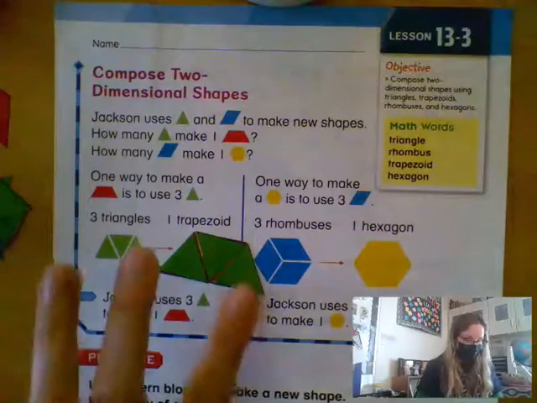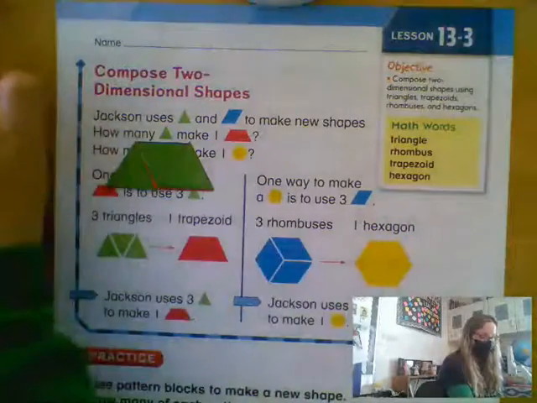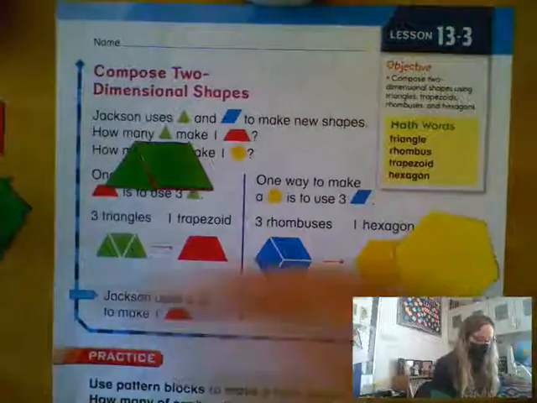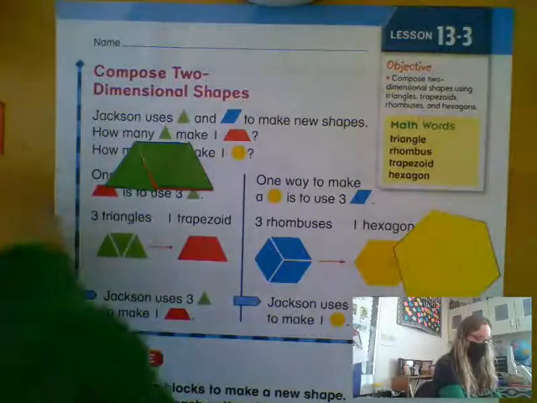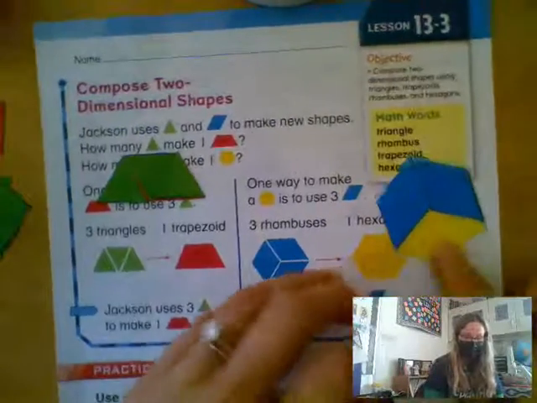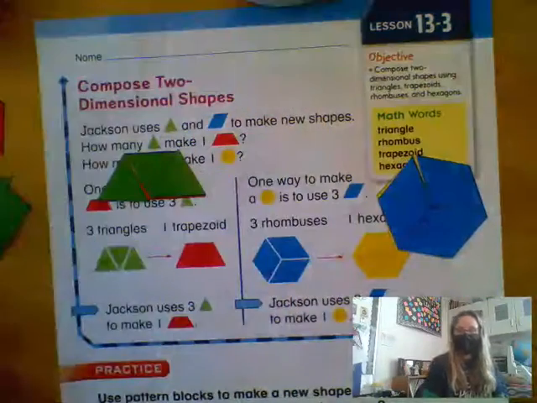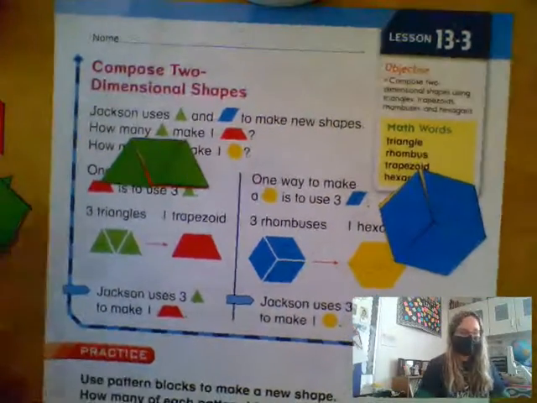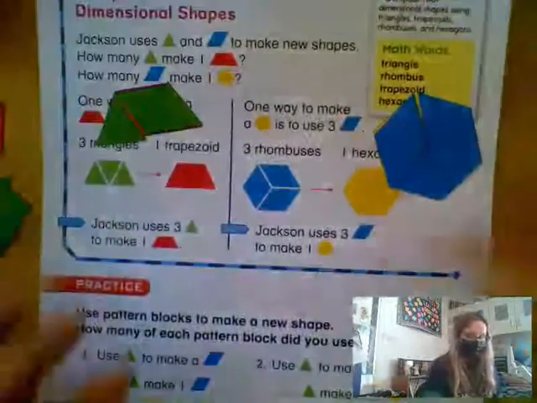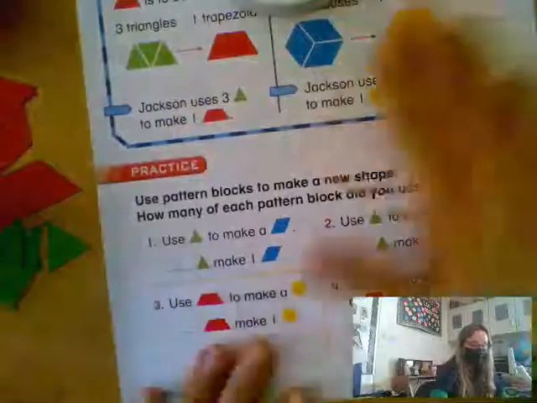Okay. And then it says another way to make a hexagon is to use 3 rhombuses. So if you want to try right now with your shapes, take your hexagon and use 3 of those rhombuses and put them together, almost like a puzzle, and build yourself a hexagon. See if you can do it. Okay? So Jackson uses 3 triangles to make 1 trapezoid and 3 rhombuses to make 1 hexagon. So what we're going to be doing today is looking at different shapes and figuring out how many we need to compose these other shapes.